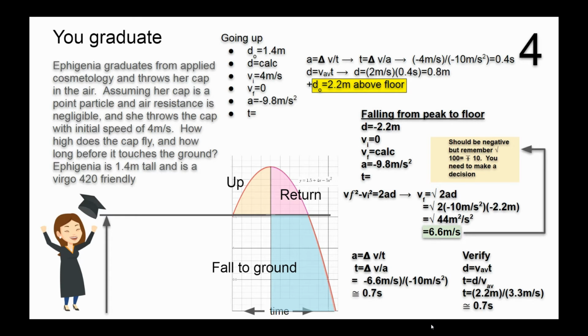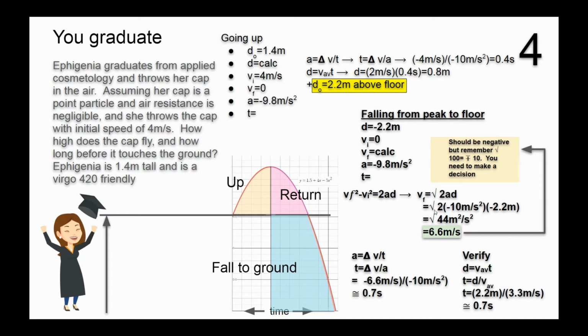A final word: this 6.6 meters a second came out positive. And that doesn't make a lot of sense because it's on the way down, and so it should be negative.